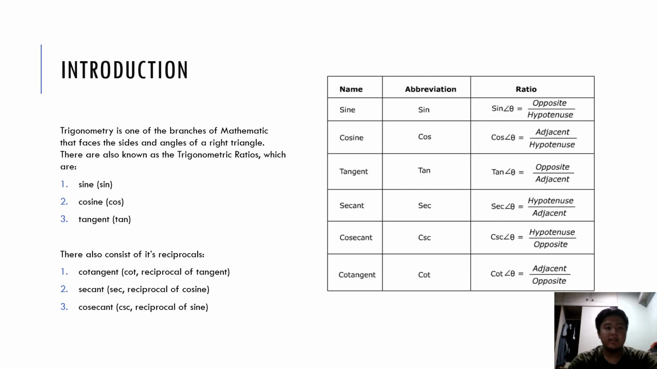Introduction. Trigonometry is one of the branches of mathematics that uses the sides and angles of a right triangle. They are also known as the trigonometric ratios, which are sine, cosine, and tangent. Here there are three. They also consist of their reciprocals. Cotangent is the reciprocal of tangent. Secant is the reciprocal of cosine. And cosecant is the reciprocal of sine.